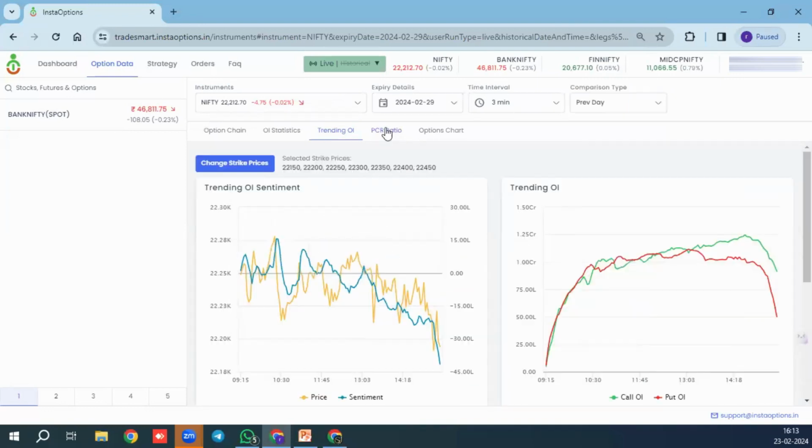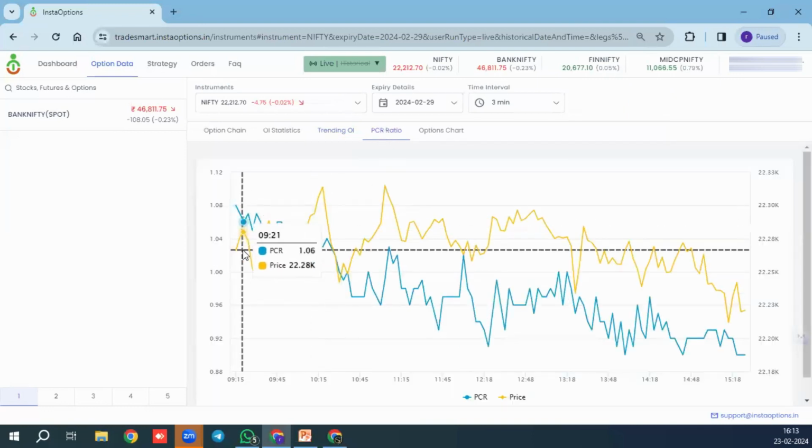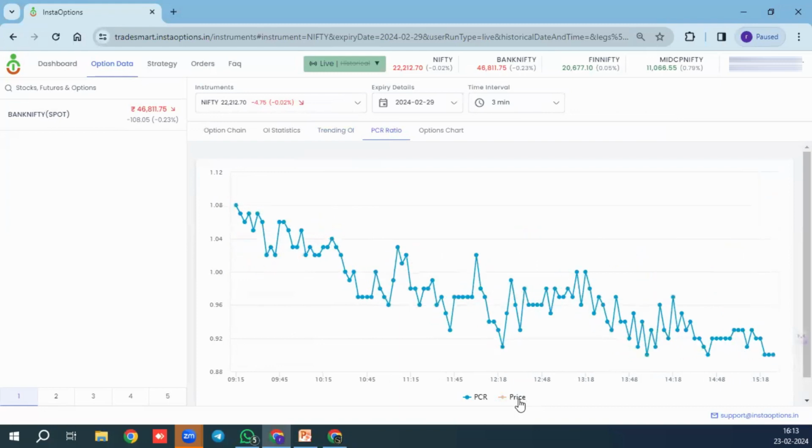Okay, and put call ratio, this is very normal. Like whenever the PCR is more than 1, it is going to be bullish. If it is less than 1, then it is going to be bearish. It's as simple as that.